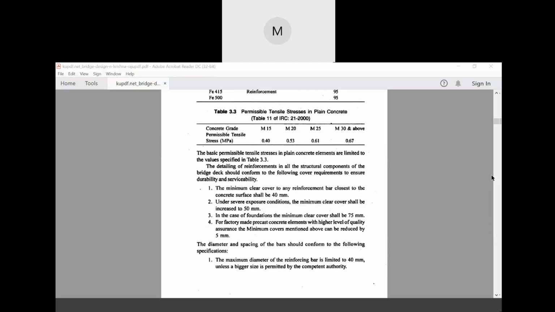Tell me, what do you mean by clear cover? The clear cover is the distance between the concrete surface and the reinforcement. Why do you use it, Michael? To protect the steel from corrosion, so there is some distance between the steel and the surface, and to increase the bond. Okay, very good.